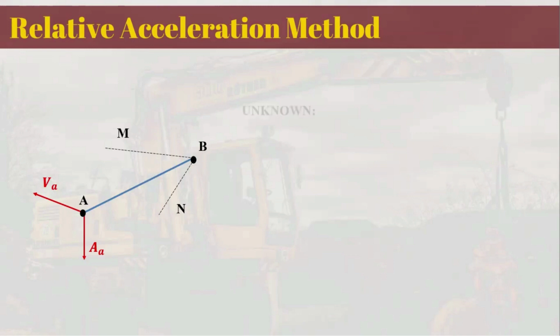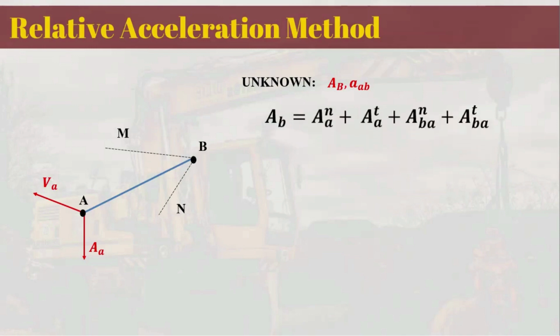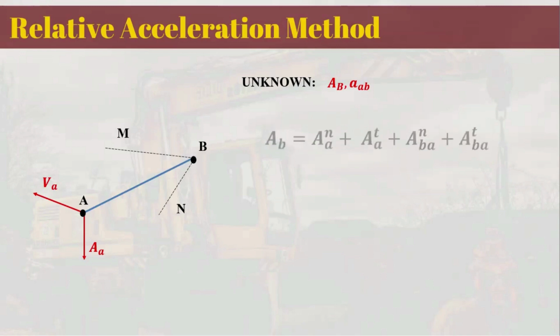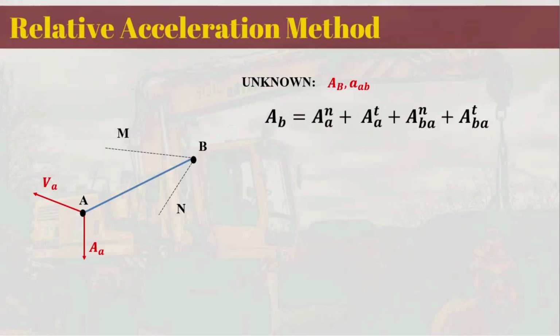So using the concept that we learned, we are looking for the absolute linear acceleration of B as well as the absolute angular acceleration of the link AB. So we are looking for the angular acceleration of link AB and then the absolute linear acceleration of B. From our formula, we can determine the absolute linear acceleration of B by using this equation. So we just have to find the components of the linear acceleration of point A, as well as the relative acceleration of B with respect to A.